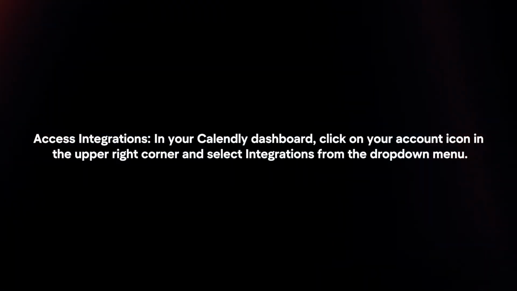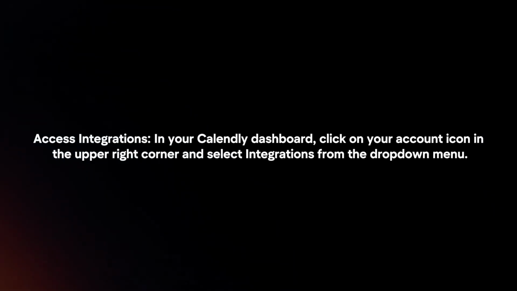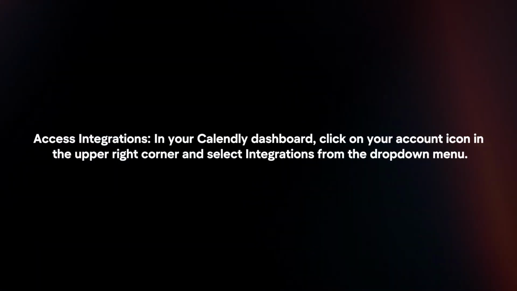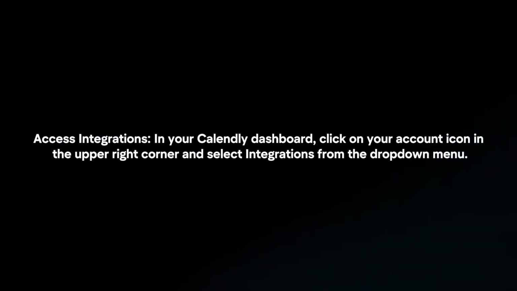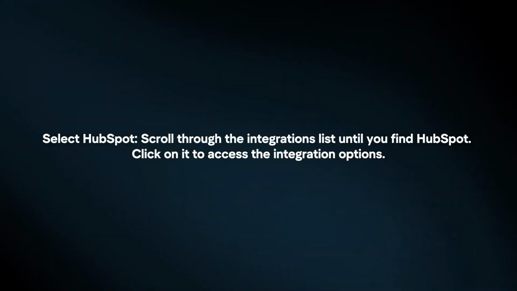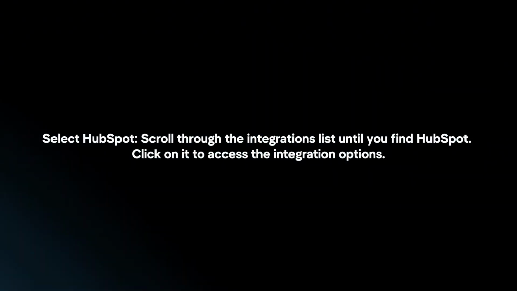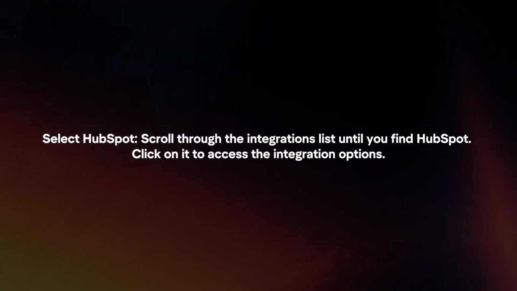Access integrations. In your Calendly dashboard, click on your account icon in the upper right corner and select integrations from the drop-down menu. Select HubSpot. Scroll through the integrations list until you find HubSpot. Click on it to access the integration options.